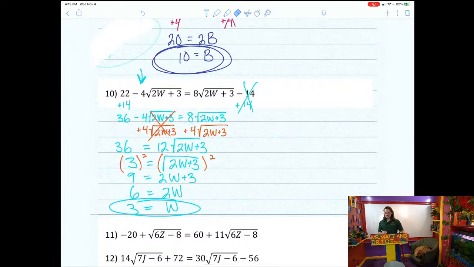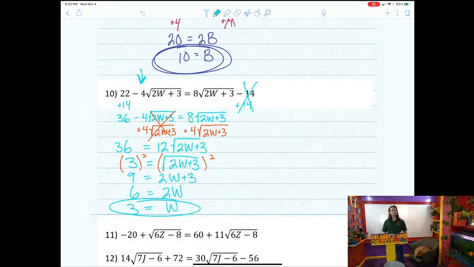Okay, so for number 10, started to solve it there if you're following along. First, if we just add 14 to both sides, then the 22 on the left becomes 36. And then we can add 4 times the square root of 2w plus 3 on both sides. That combines with the 8 times the square root of 2w plus 3 on the right-hand side to create 12 times the square root of 2w plus 3 is equal to 36.